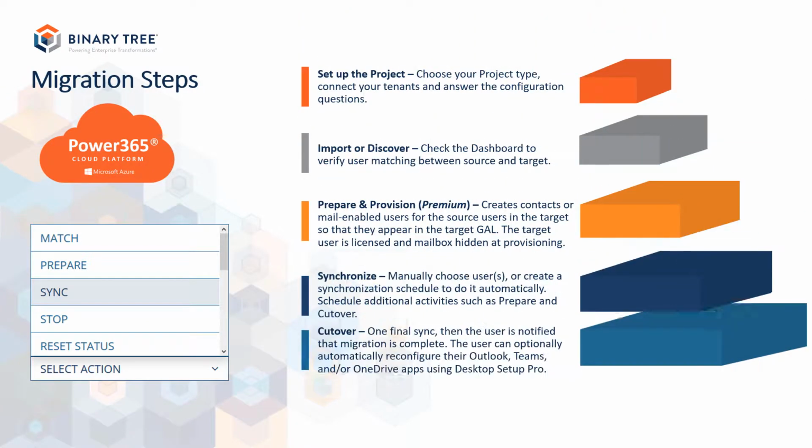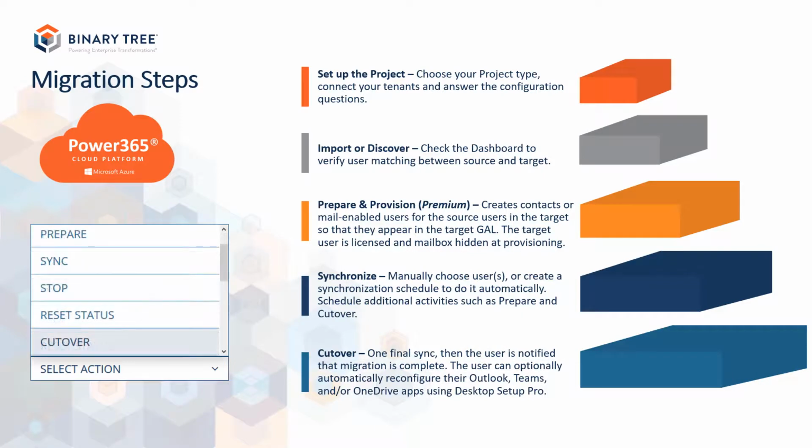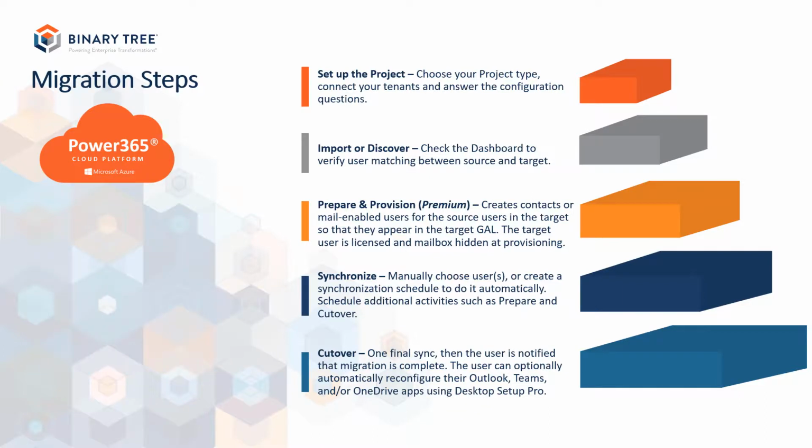Finally, once the data has been migrated, cutover will complete the process. For all project types, this means final syncs take place and the user receives an optional notification with the instructions for the profile reconfiguration on their local desktop. Premium Integration Cutover will also orchestrate mail flow in order to ensure zero message loss.